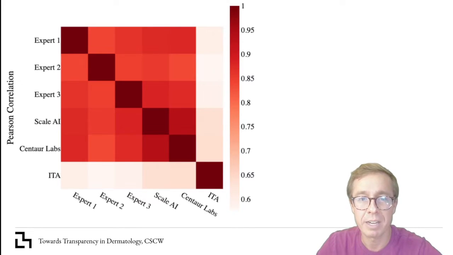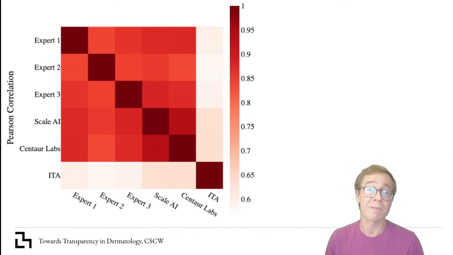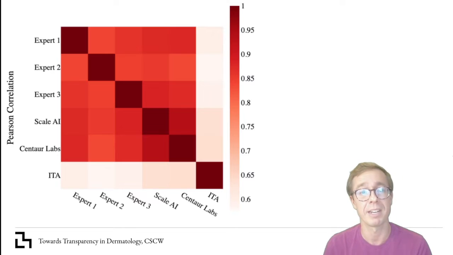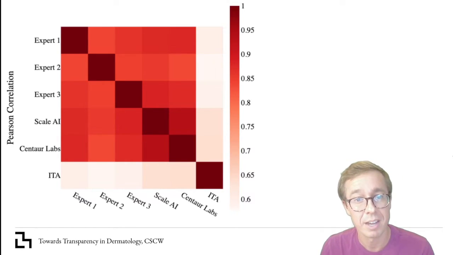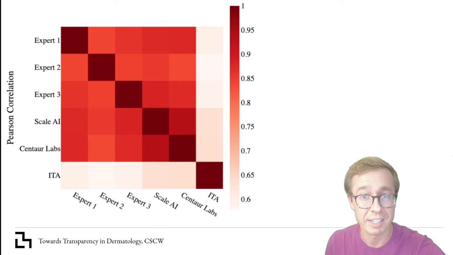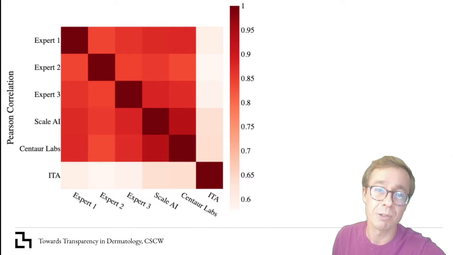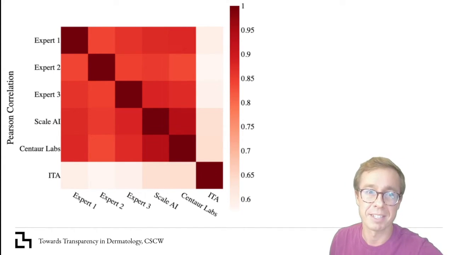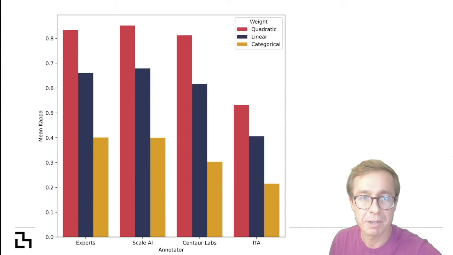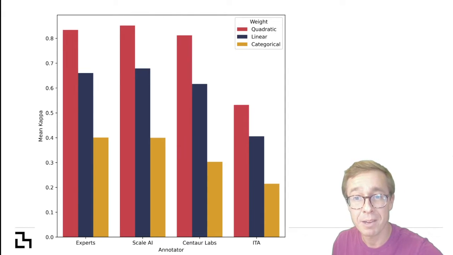And in the paper, we conduct tests of statistical significance, and we don't find a statistically significant difference between expert labels and crowd consensus labels, but we do find a statistically significant difference between algorithmically produced labels and the other methods' labels. So in addition to the Pearson correlation coefficient, we can evaluate inter-rater reliability with Cohen's kappa. We see the same results when using the quadratic weights for calculating the kappa score.